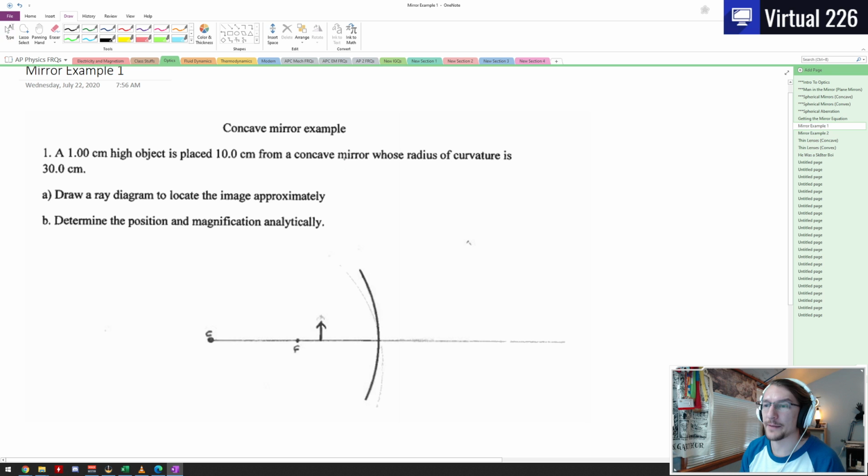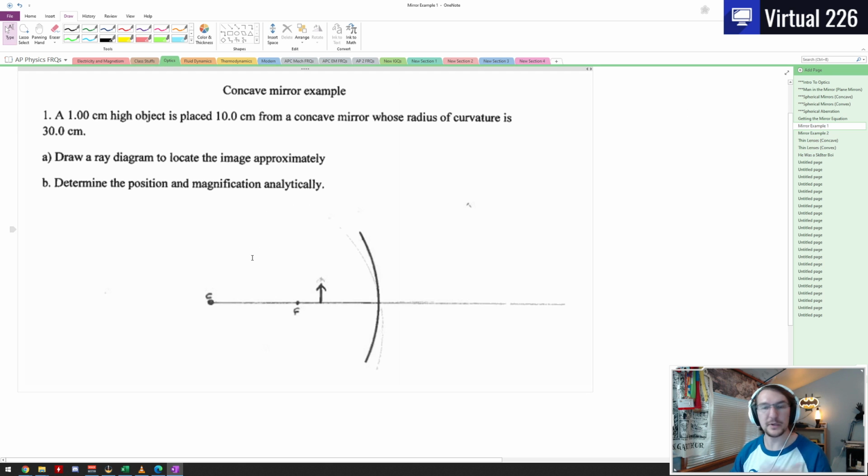Okay, so here's a concave mirror example. We've got a 1 centimeter high object placed 10 centimeters away from a concave spherical mirror whose radius of curvature, C, is 30 centimeters. We're going to draw a ray diagram to approximately solve this just real quick, and then we're going to determine the position and magnification using our mirror lens equation and our magnification equation.